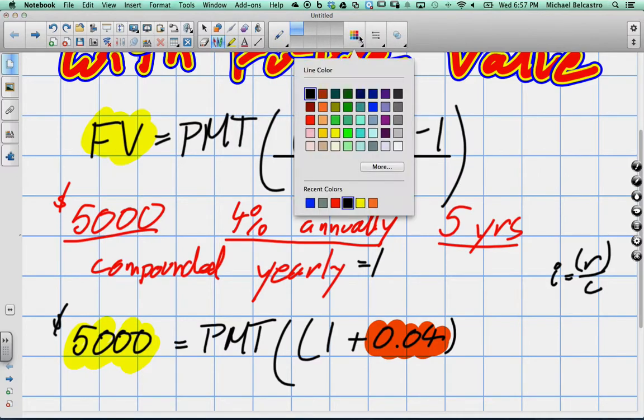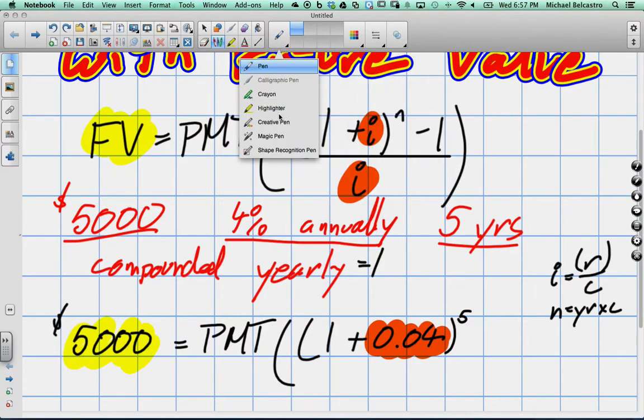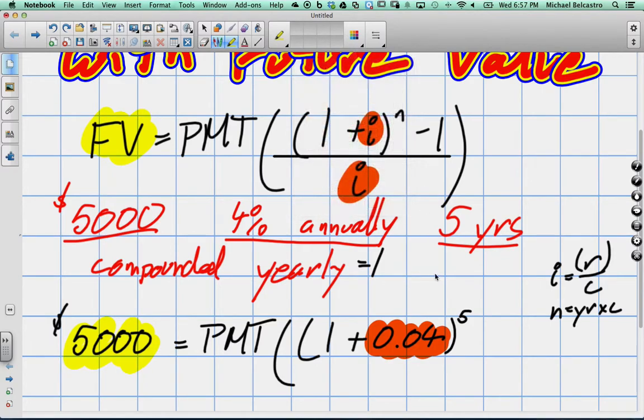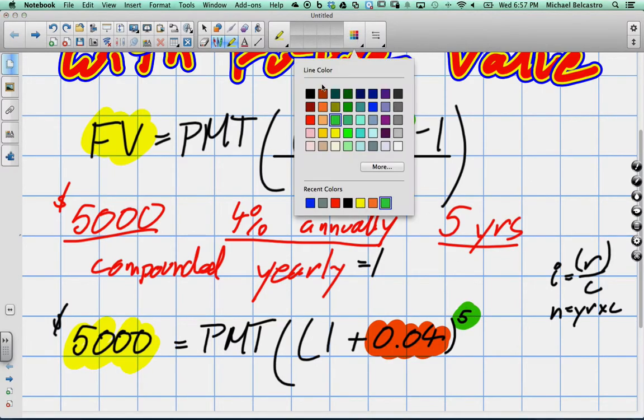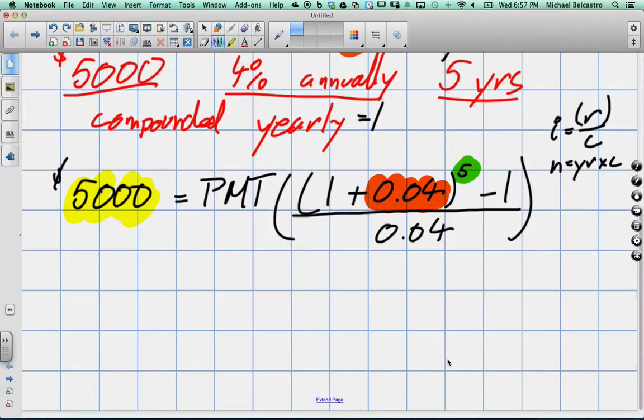And the same idea, our N is our number of years times compound period. In this case, compound period is 1, so it's whatever our years are. And our years in this case was 5. So 5 is N. So with that being said, now that we know all of our values, we subtract 1 and we're going to divide by 0.04. What we need to do here is figure out all of this on a calculator very quickly. So we make this some number, and this number will be times PMT.